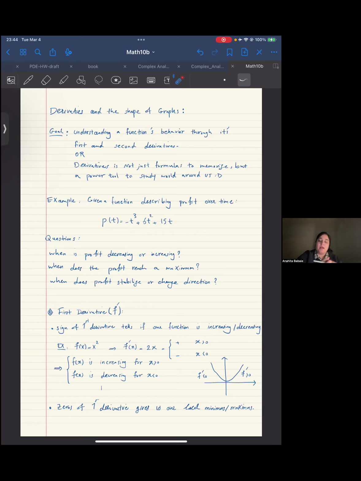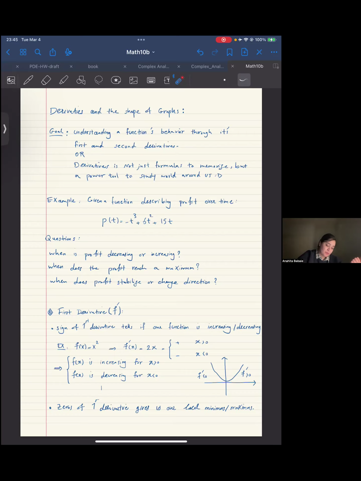As an example, let's assume that we have a very big and great company, and somehow we know that the function that gives us the profit of the company over time is given by this relation. So this is the function of profit over time. Looking at this function, we might have no idea of what's going on. How should I interpret the profit over time?